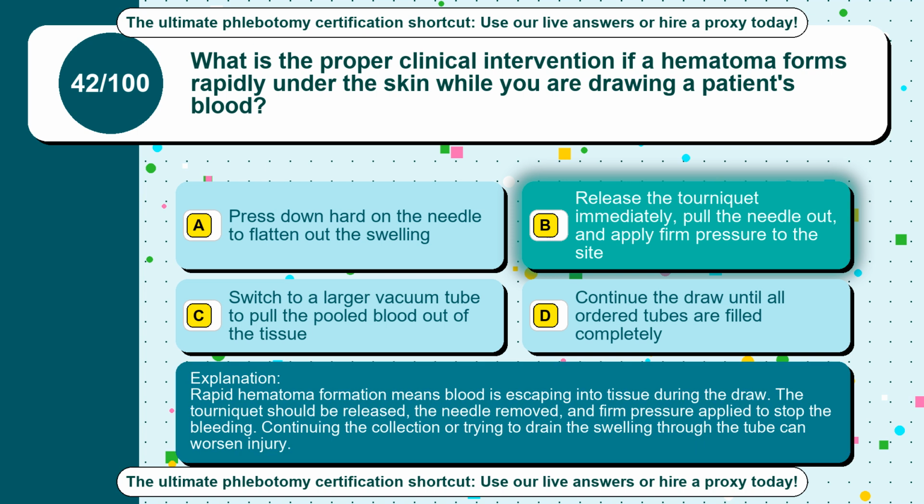Rapid hematoma formation means blood is escaping into tissue during the draw. The tourniquet should be released, the needle removed, and firm pressure applied to stop the bleeding. Continuing the collection or trying to drain the swelling through the tube can worsen injury.